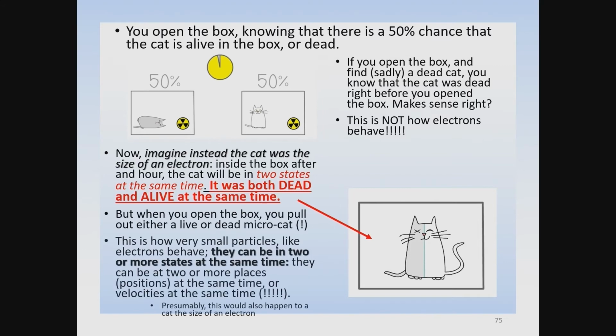However, if you were to pull this cat, the size of an electron, out of the box, even though it's in this mixture of live and dead within the box, as soon as you pull it out of the box, it becomes either live or dead. So the actual act of measurement of a cat the size of an electron forces it into a final state of either being alive or dead. But importantly, what this principle says is that applied to an electron, it can be at multiple states at the same time. It can have multiple speeds or multiple velocities at the same time.